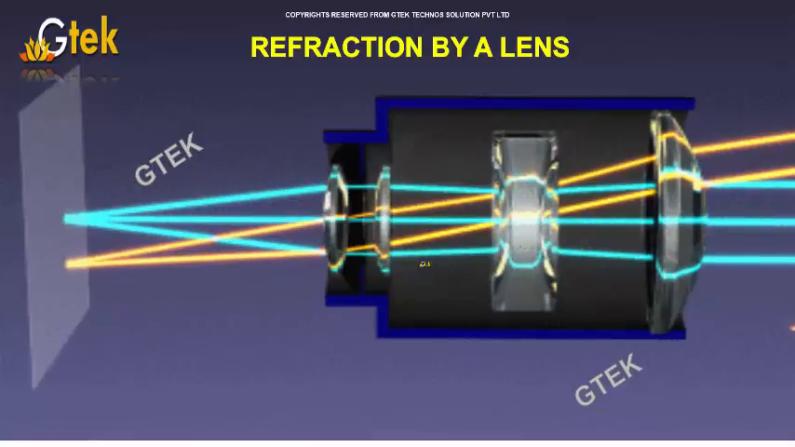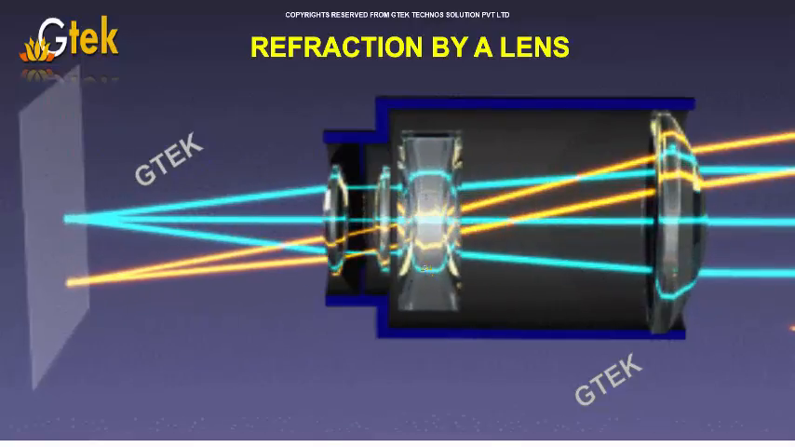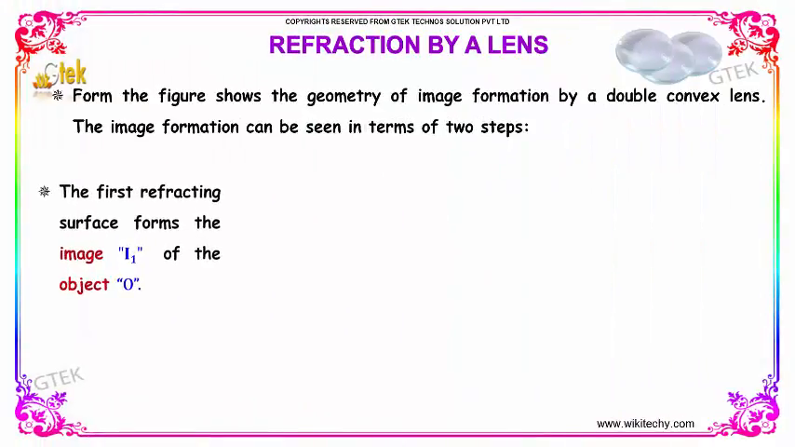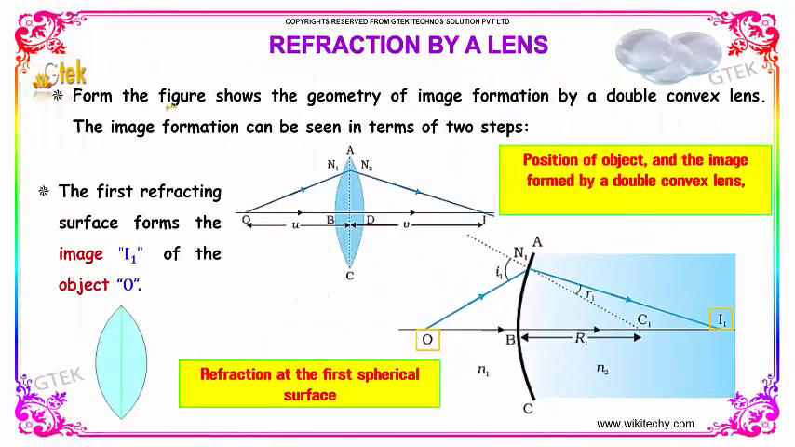Refraction by lenses. That's the area we are going to look into. The figure shows the geometry of image formation by a double convex lens. The image formation can be seen in terms of two steps. The first refracting surface forms the image I1 of the object O. Here is the object and you have the image I1 here.